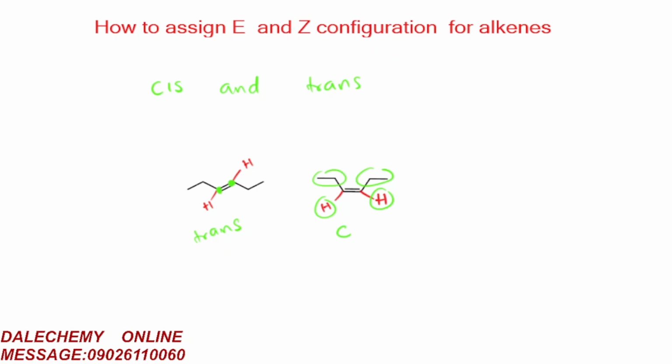Now, a problem arises when we have compounds like this. For instance, say we have bromine here, and we have a double bond here, and let's say we have Cl here too, and we have hydrogen, and we have methyl. Now a compound like this, how do we name it? Do we call it cis or do we call it trans?